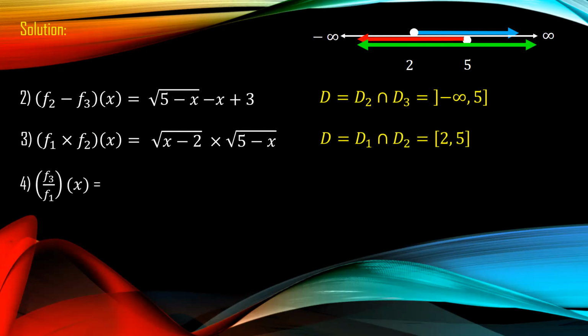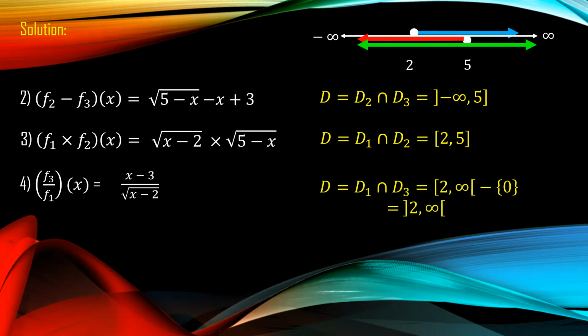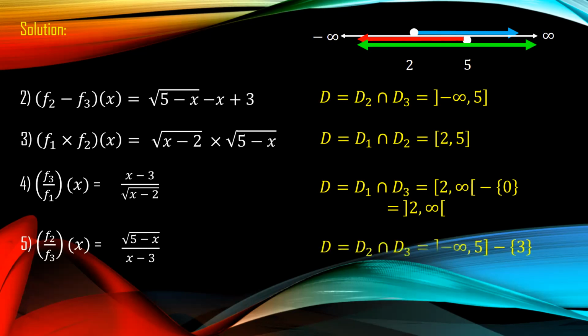While f3 over f1, its rule is x minus 3 over root x minus 2, and its domain is the intersection of the domains d1 and d3. It is equal to the semi-closed interval 2 and infinity difference of 0, and it means equals the open interval 2 and infinity. f2 over f3 of x equals root 5 minus x over x minus 3. Its domain equals the semi-open interval negative infinity and 5 difference of 3.